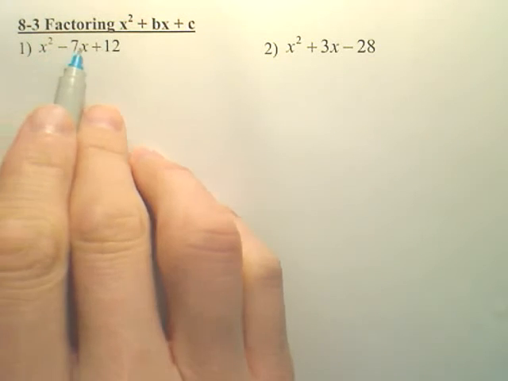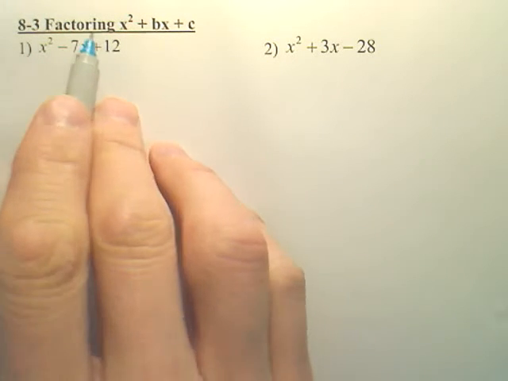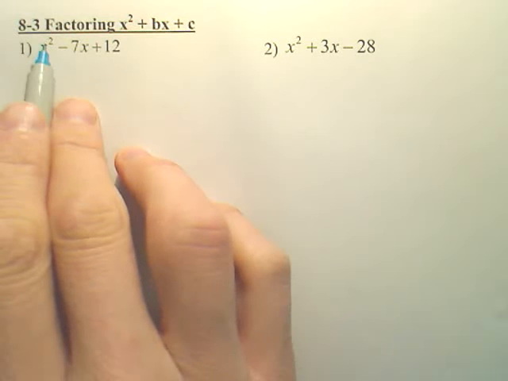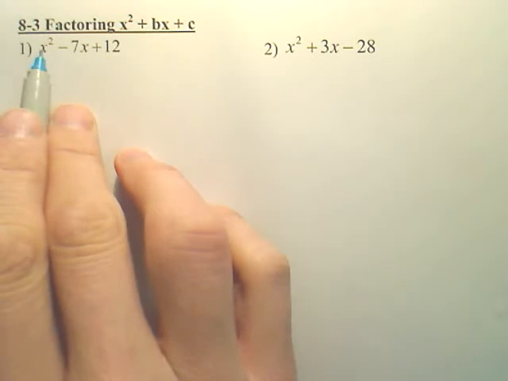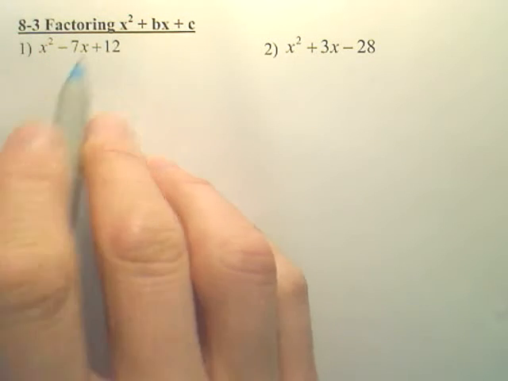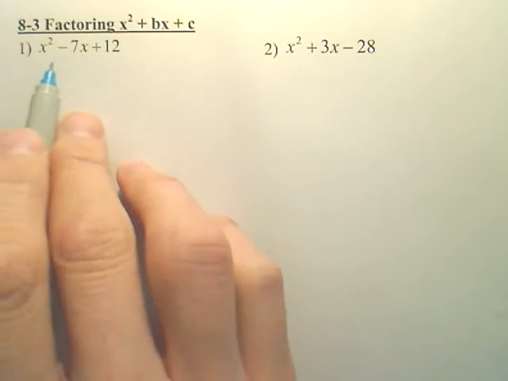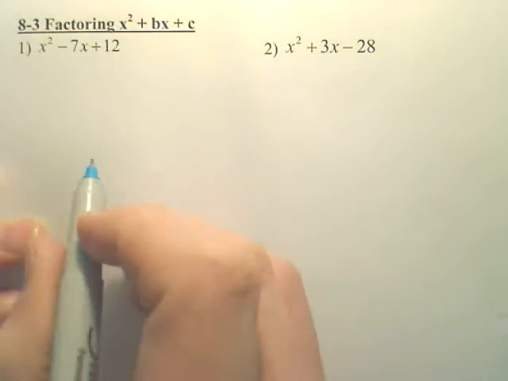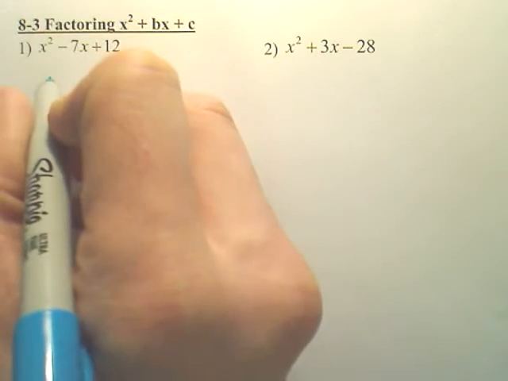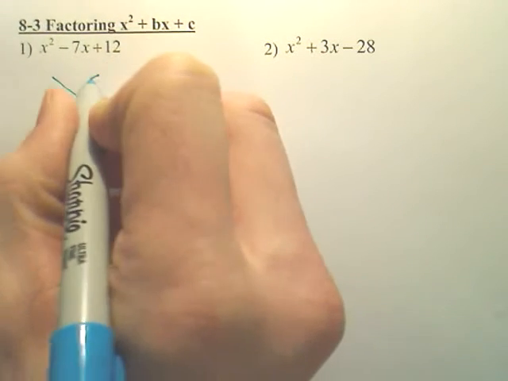In order to factor this quadratic, it's a quadratic because the highest power is 2. That makes it a quadratic. Now, to factor this quadratic, you're trying to find two binomials that multiply to get this. And there's a little trick that's really cool we use to factor.